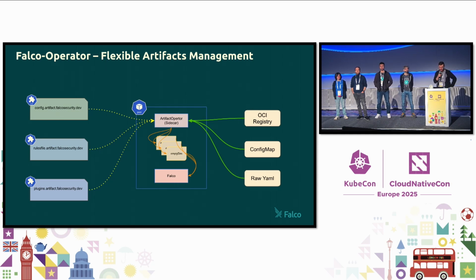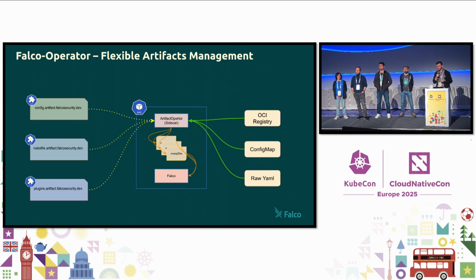And at the same time, you can see that the artifact operator supports different sources for the artifacts. OCI registry, for example, for centralized and versioned OCI artifacts. The Kubernetes config map, for example, for cluster-managed configurations, or raw YAML. It will allow you to specify inline configurations in the artifacts.